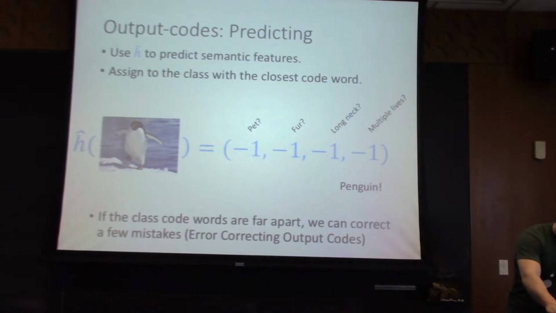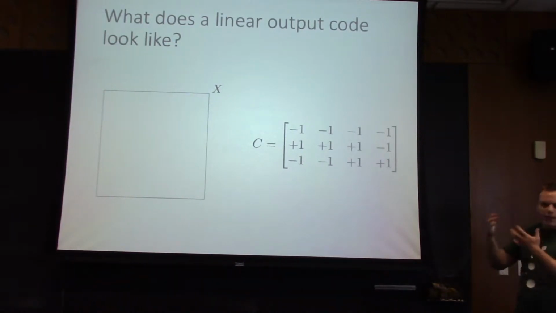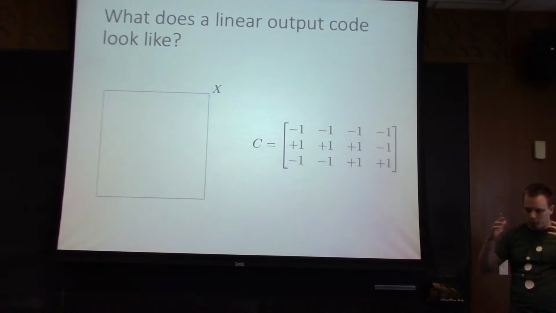Okay. So this is a quick whirlwind tour of output code learning, and it might take some time to digest it. But for the rest of the talk, there's a nice, simple geometric picture of them that I want you to keep in mind, and it should be sufficient for most of the reasoning that we want to do.